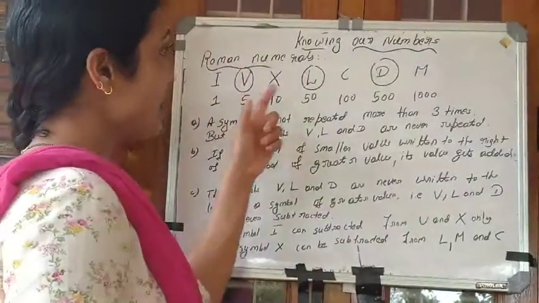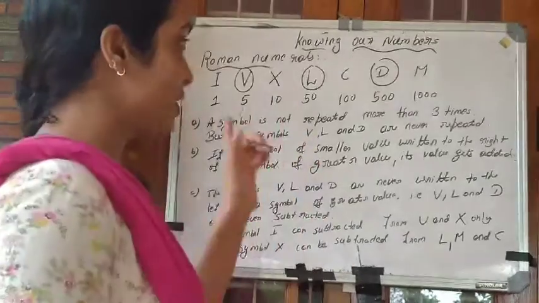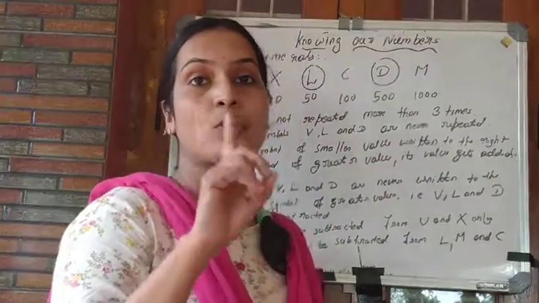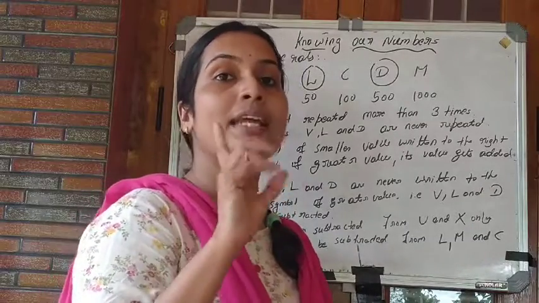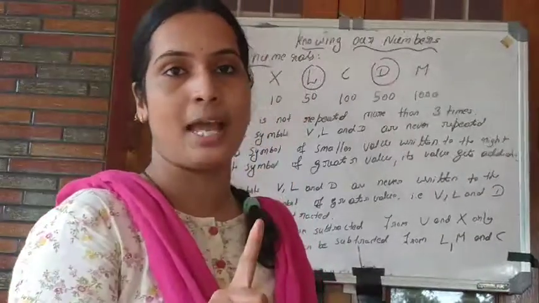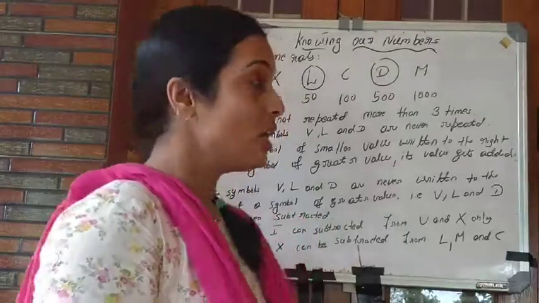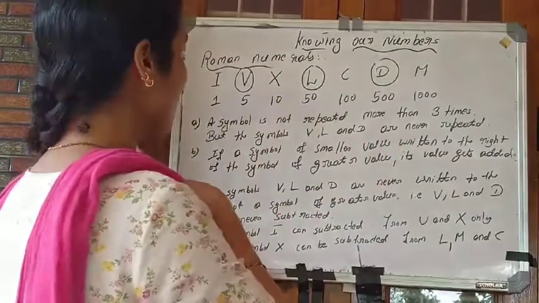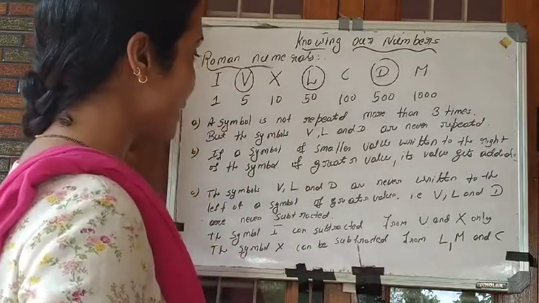The symbols V, L and D should not be repeated more than once. They should appear only one time in a number, one at a time. So this is the first main rule for writing Roman numerals.